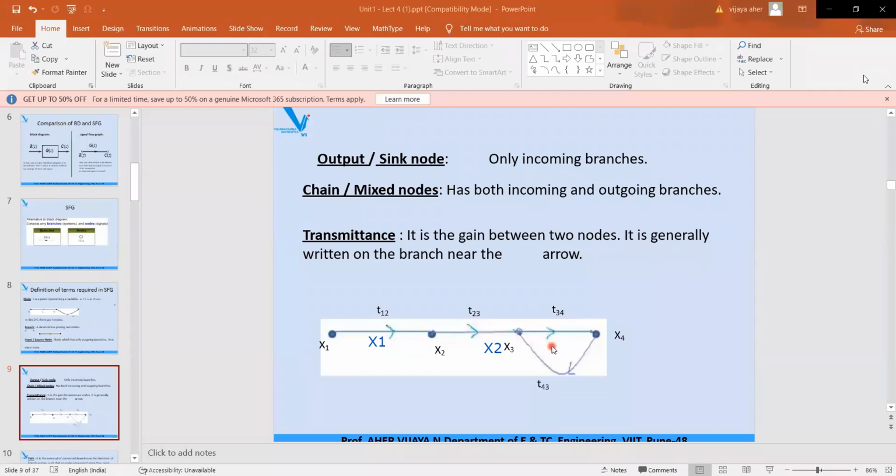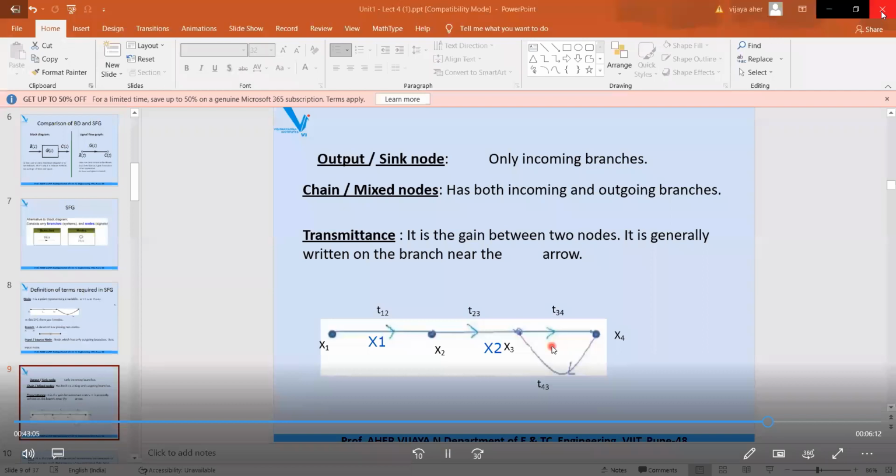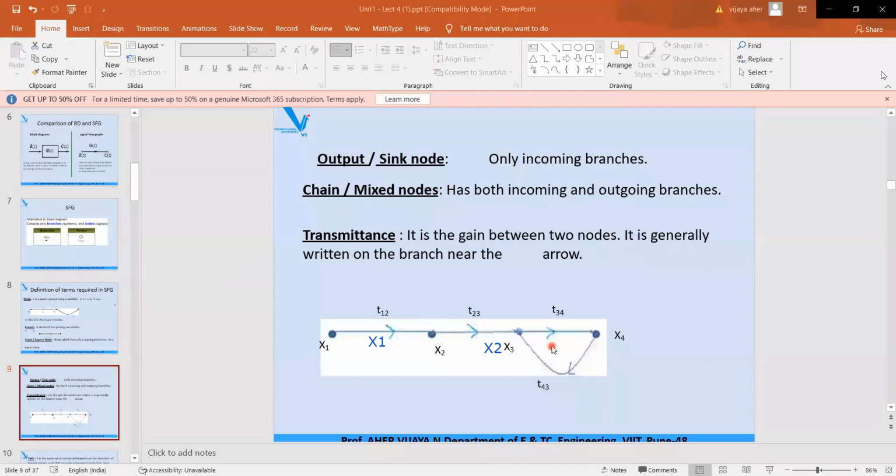Signal flow. So is this clear? What is a node? What is a branch? What is an output node? Source node. What is an input node? Input node is source node. What is output? Output we are calling a sink node. What is a mixed node or chain node?